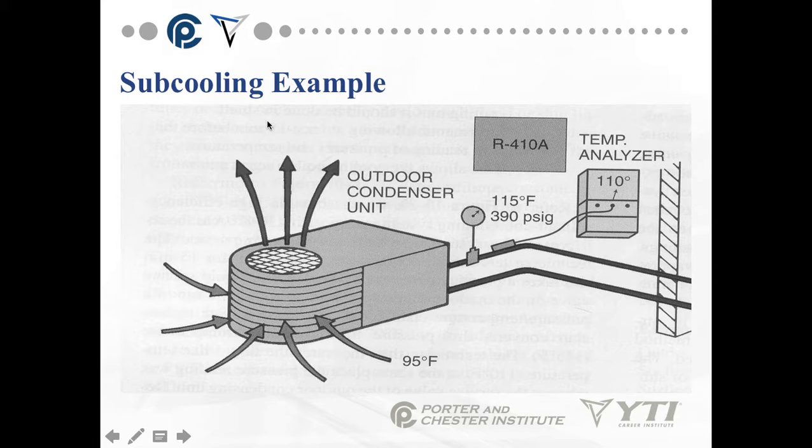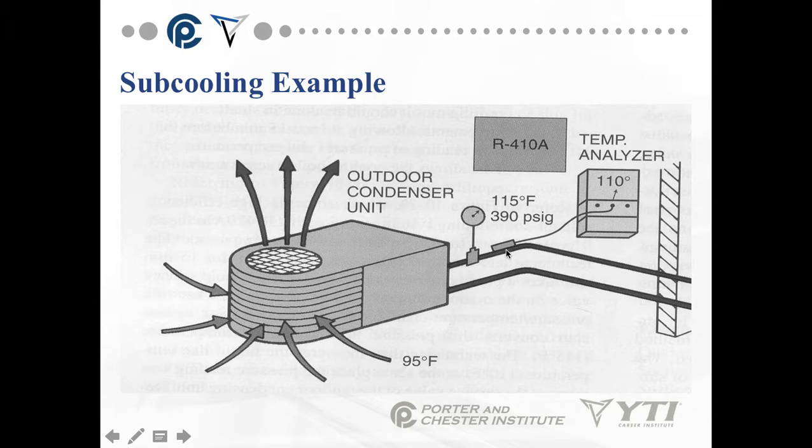So again, on this diagram here, I have 95 degree ambient air. That's the air that's being pulled through the condenser. Notice I'm not taking it over the top of the condenser. I'm looking at the air that's being pulled into the condenser. This is R410A. The technician measured 390 psig, that's gauge pressure. He converted that to temperature by using his temperature pressure chart. It came out to 115 degrees. 115 degrees minus 95 is 30. He's in good shape there.